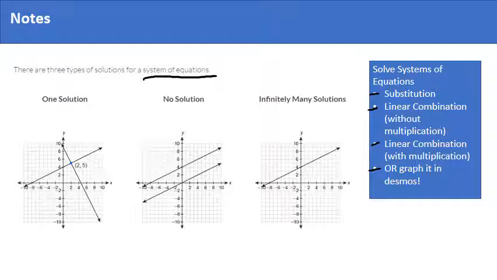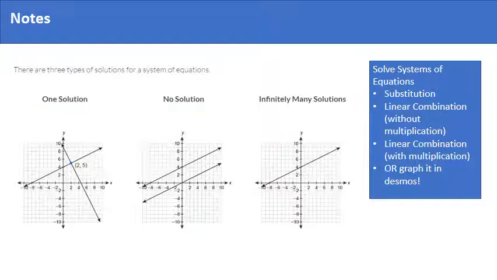So we know that if the two lines intersect, you are going to have one solution, and that solution is the point. So if the two lines intersect at one point, you have one solution, and your answer is the point that it intersects. Now, we had situations where we had no solution. And when you have no solution, those two lines are parallel.